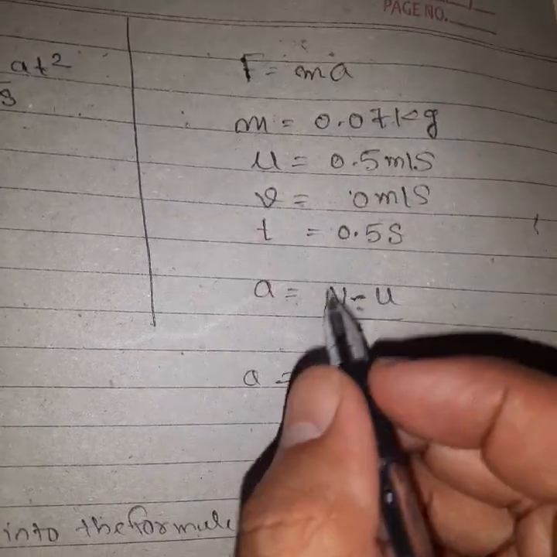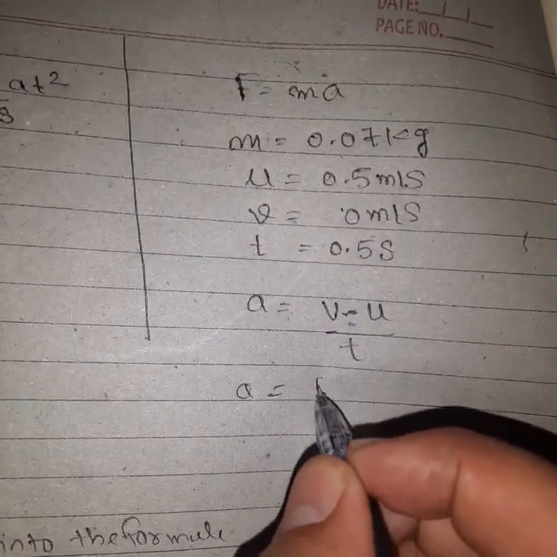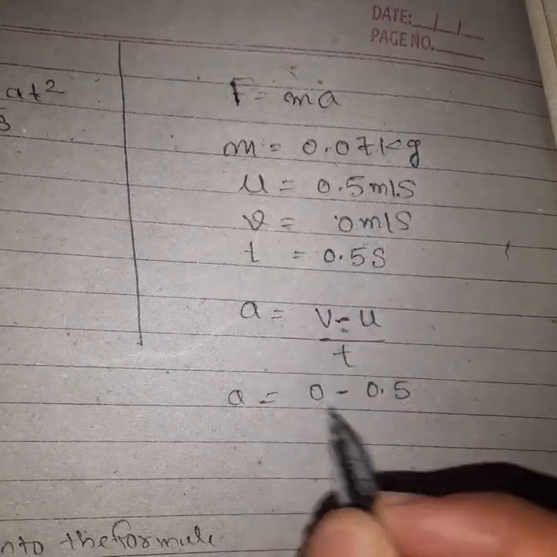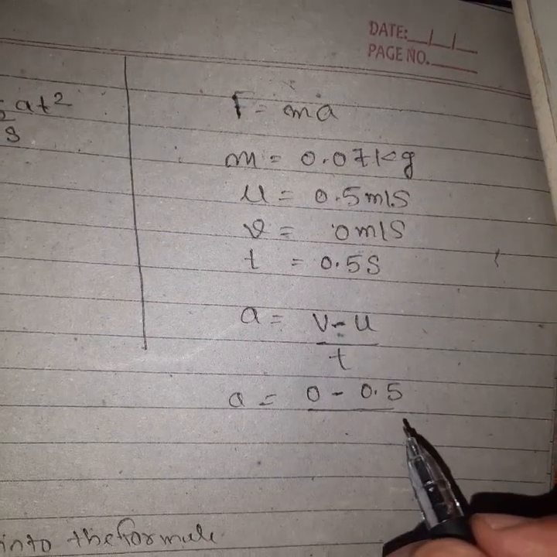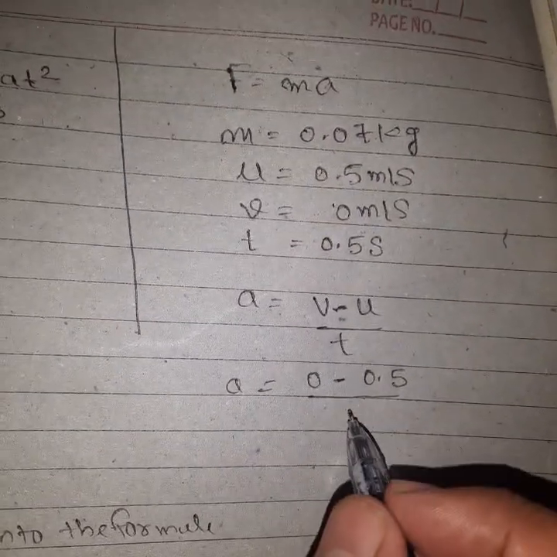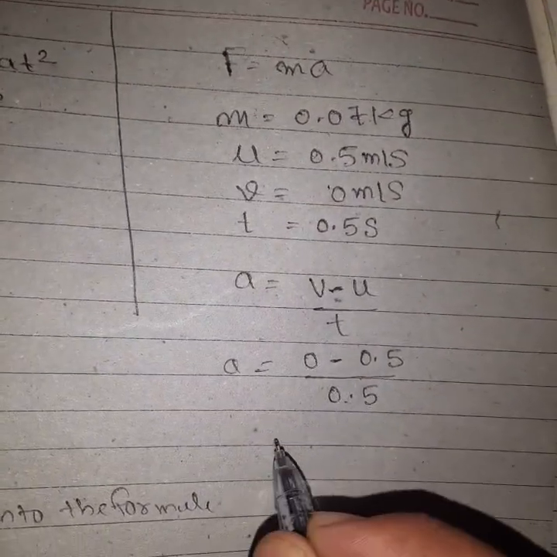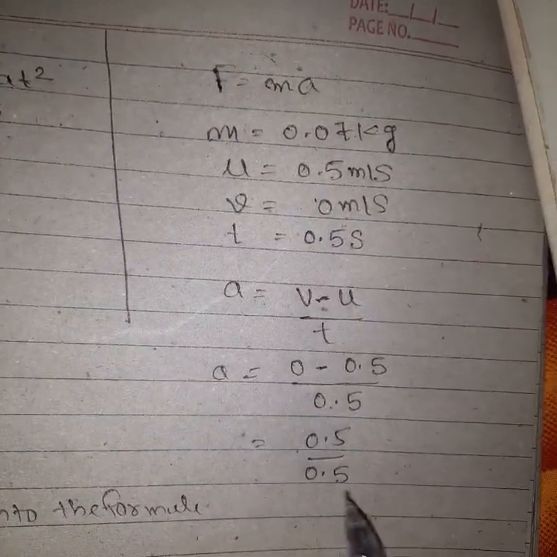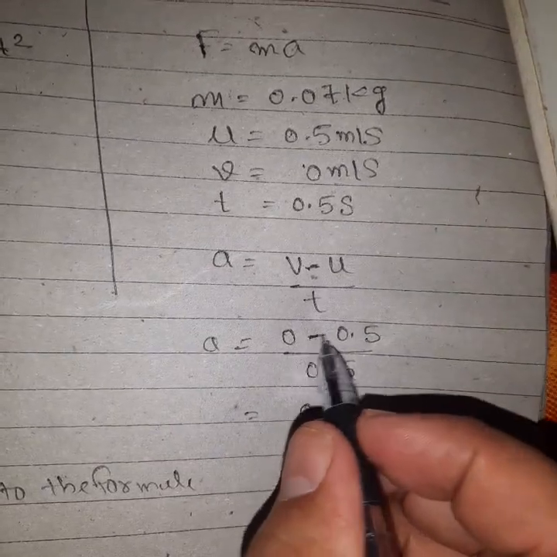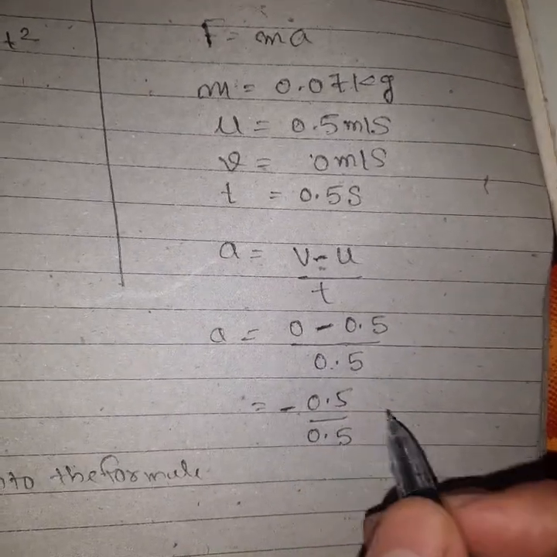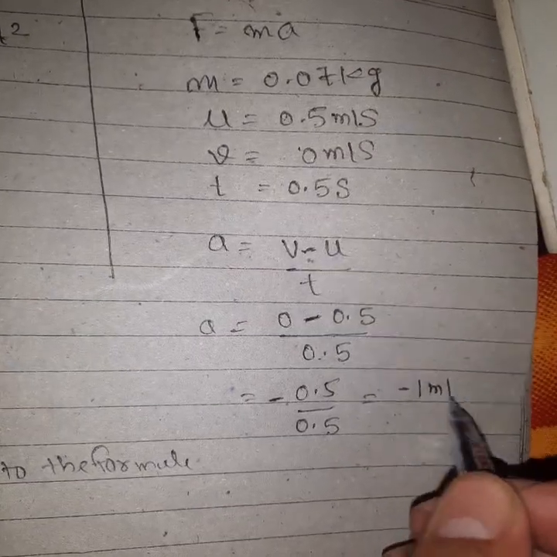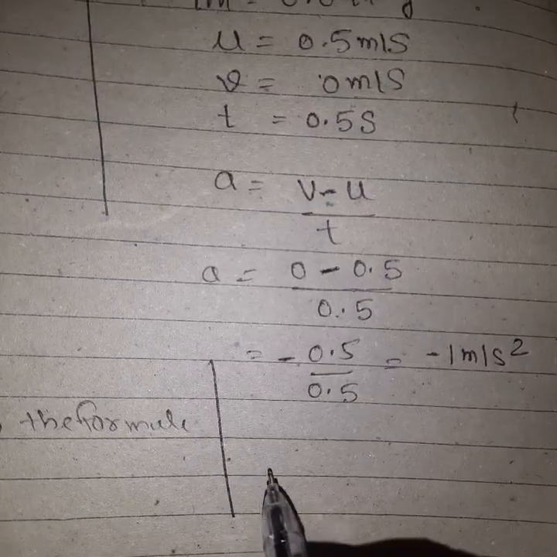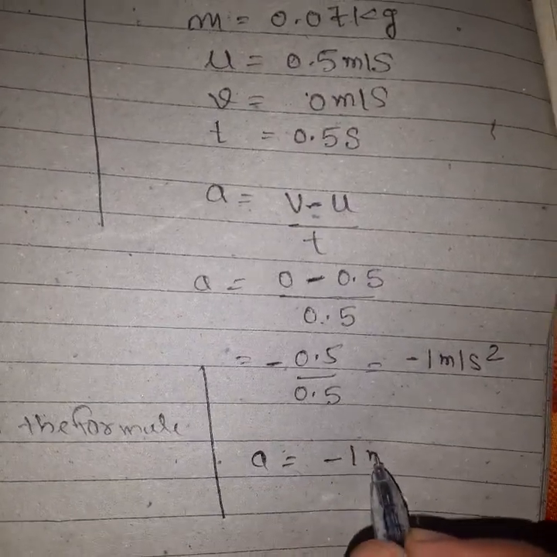Then find out: v is equal to 0, minus u is 0.5, and time is equal to 0.5 second. So we will get 0.5 divided by 0.5. The value is negative, so we get negative 1 unit of acceleration, that is meter per second square. Okay? Clear, students? So acceleration is equal to -1 meter per second square.